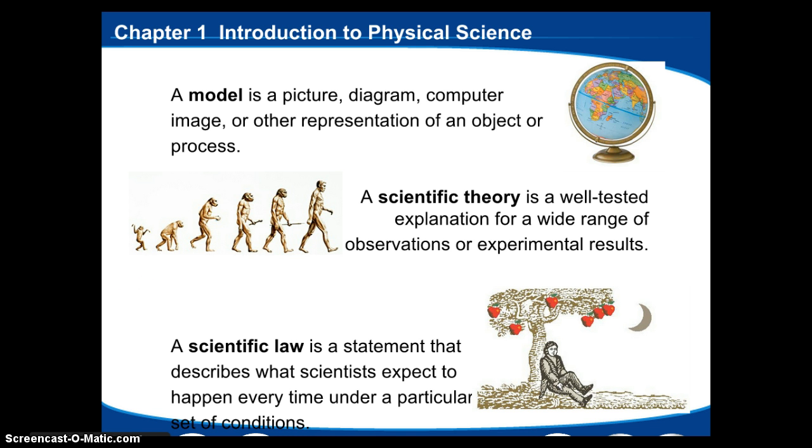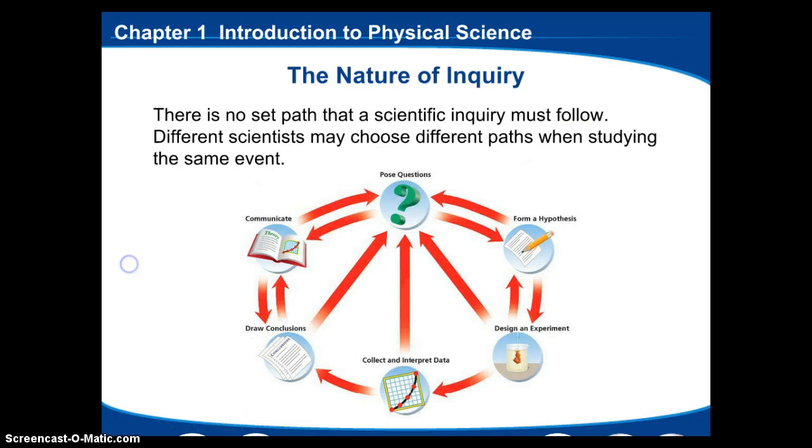So a model, like I mentioned, is like a globe that represents an object. A scientific theory is a well-tested explanation for a wide range of observations or experimental results, like the theory of evolution. A scientific law is a statement that describes what scientists expect to happen every single time under a particular set of conditions. And that would be like Newton's laws of gravity and motion, okay?